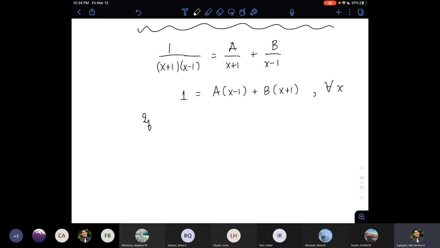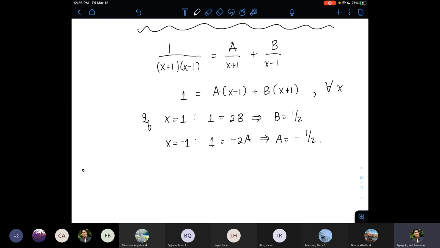That gives us the liberty to choose whatever x you want. The most convenient, maybe, is letting x equal 1. If x is equal to 1, then the first term vanishes. So we'll just have 2b, meaning b is 1/2. And then if x is minus 1, we'll have 1 equals -2a, and then the second term vanishes. So a is equal to -1/2.